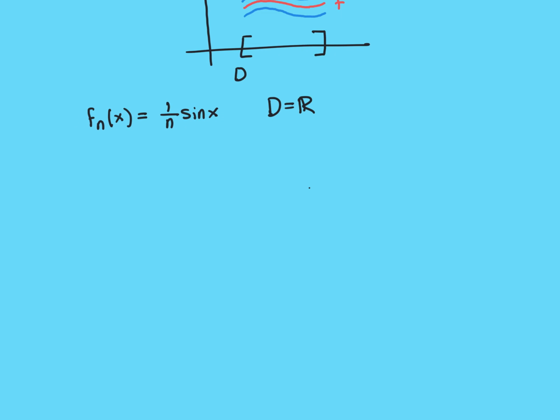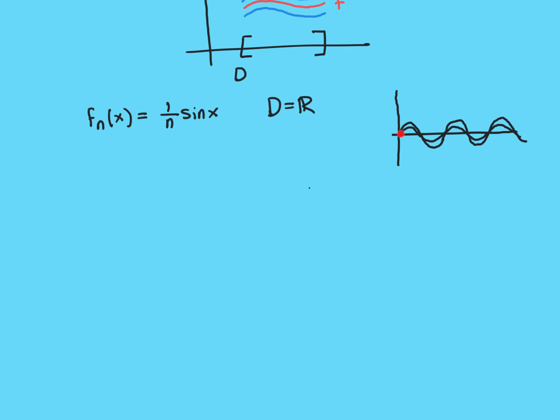So before we finish, I would just like to give you an example of a sequence of functions that does converge uniformly. This is a very simple example, but it will illustrate the point. So the sequence of functions I'm going to take is fn of x equals 1 over n sine of x, and the domain here is going to be the entire real line. So firstly, let's find its pointwise limit.